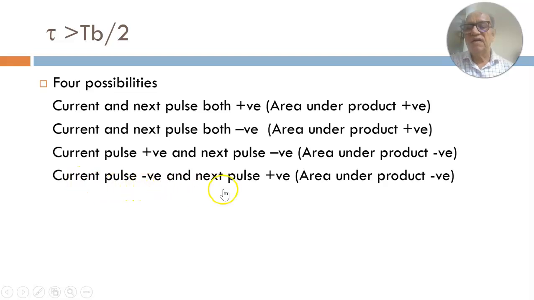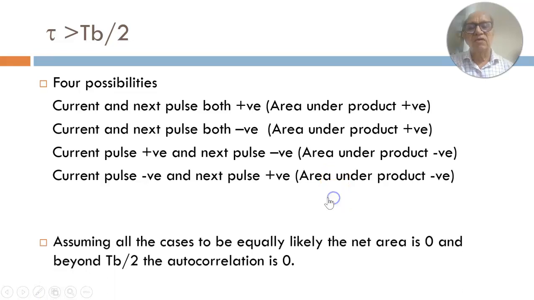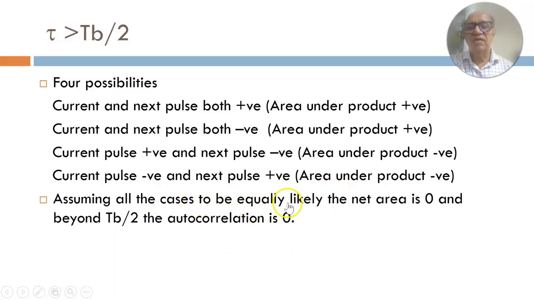Current pulse is negative and the next pulse is positive. So area under the product will again be negative. So you get 2 instances where area is positive and 2 where area is negative. So if you assume that all the cases to be equally likely, the net area is 0, and beyond TB by 2, the autocorrelation is 0.